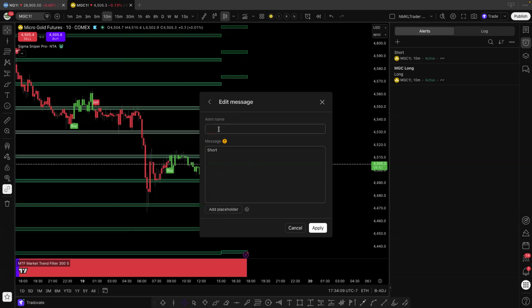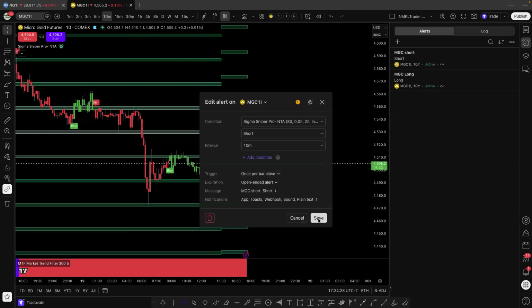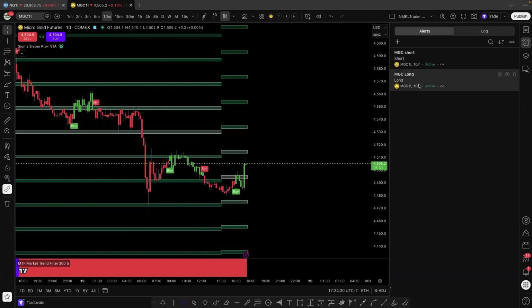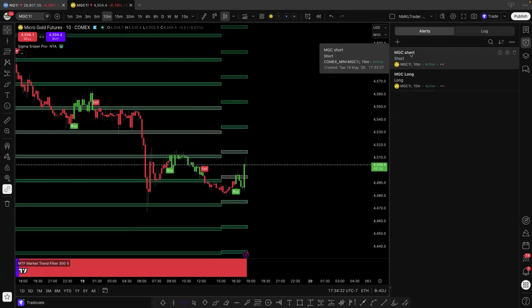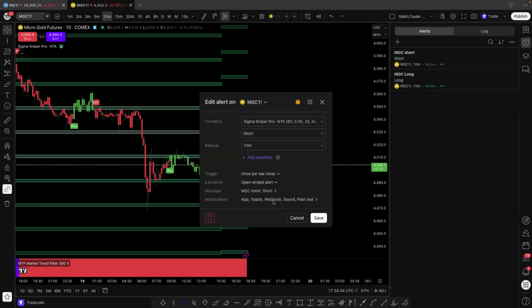Message short, MGC short. And you can change this message to whatever you want and get a little bit familiar with TradingView when you do that. Okay, I hit apply. And there you go. Again, you want to make sure that your settings in this short, let me just go back here to notifications, apps, and toast.